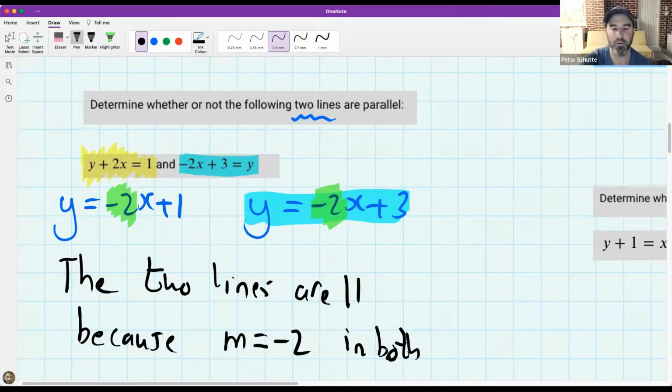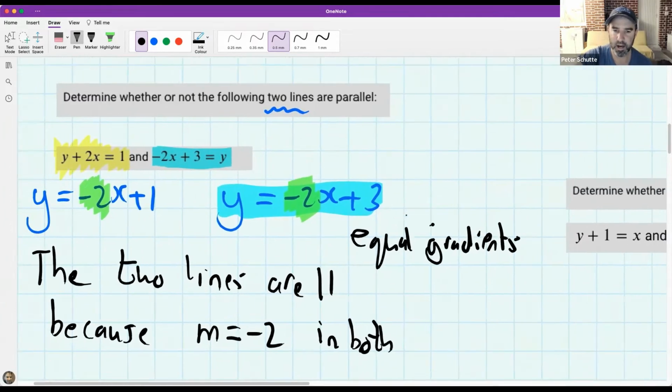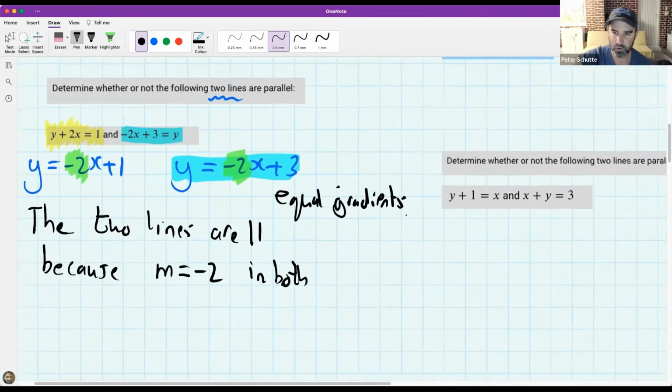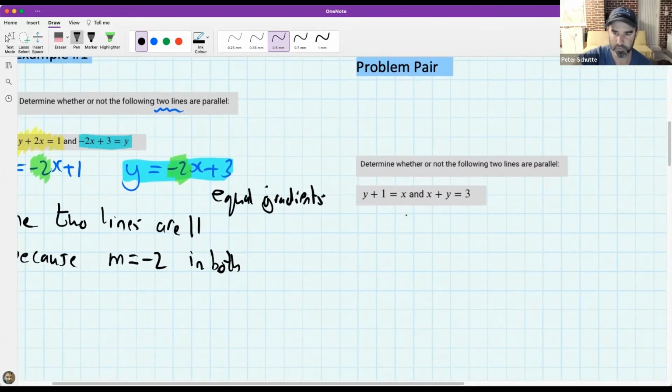Or often we would just say equal gradients. The short reason often we would use is just say equal gradients. Okay, so that's how we would prove that these two lines are parallel. They have equal gradients. Now, I want you guys to try and answer the question on the right-hand side now.